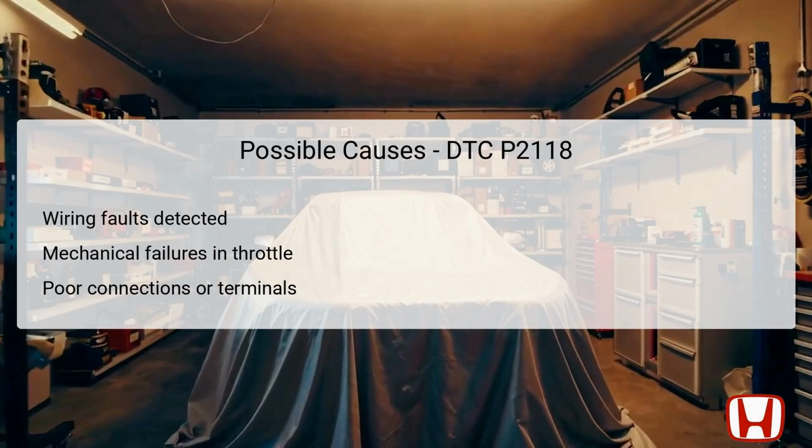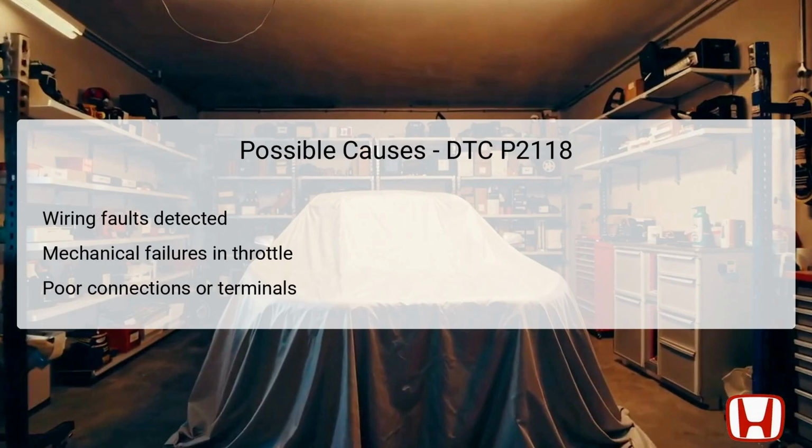Several potential causes can lead to DTC P2118 being triggered. First, wiring faults such as open circuits or shorted connections are common issues that can disrupt the flow of electrical signals crucial for actuator function. Mechanical failures within the throttle body itself can also be a significant contributor. Components may wear or deteriorate, influencing actuator performance.